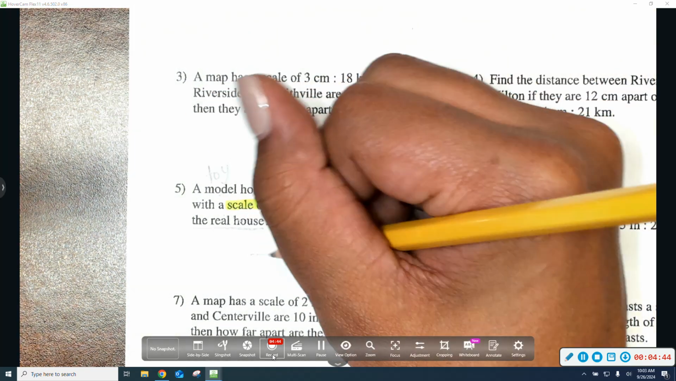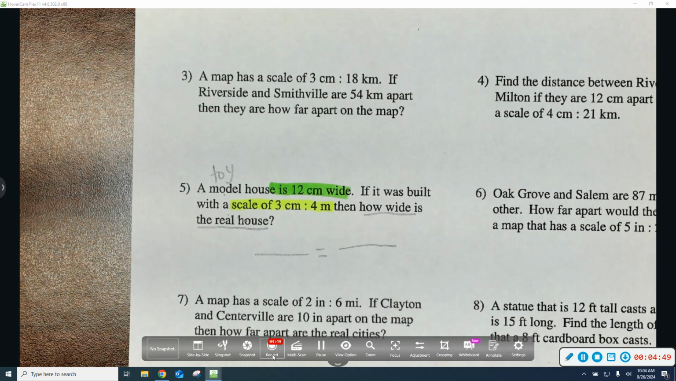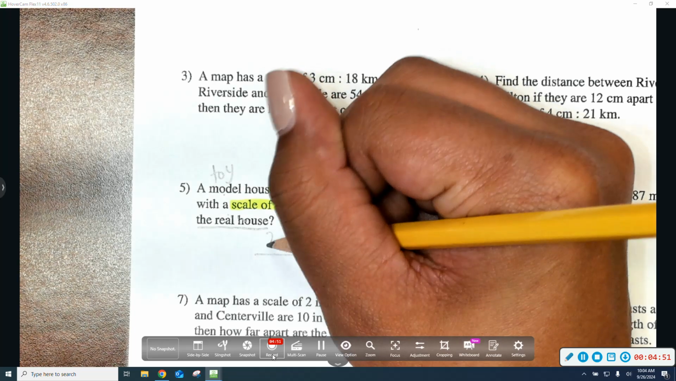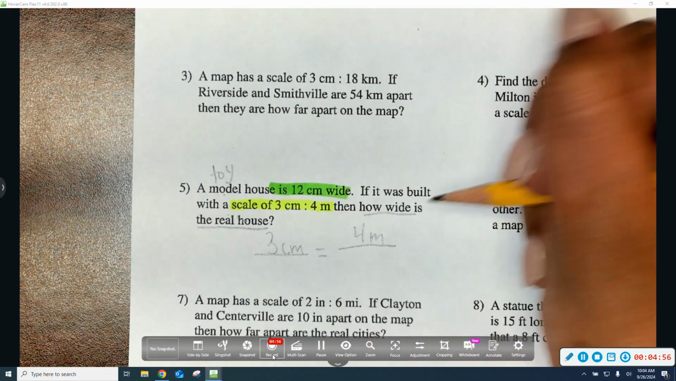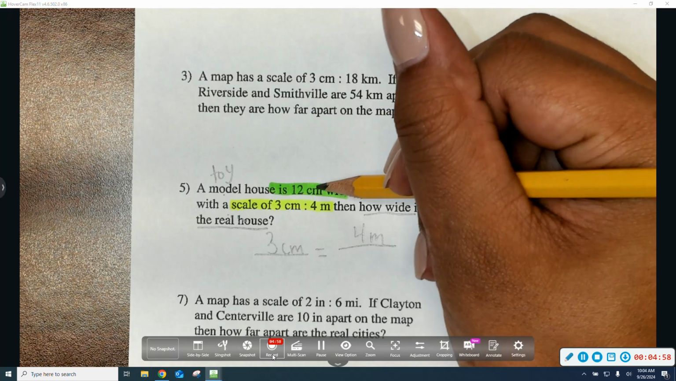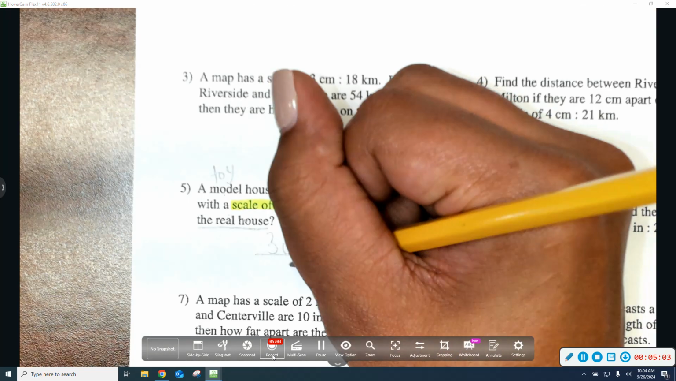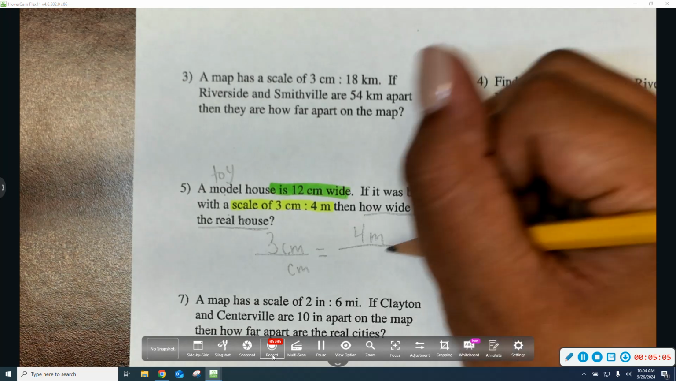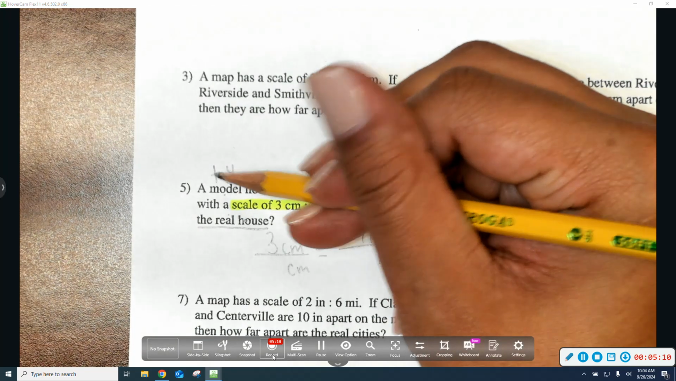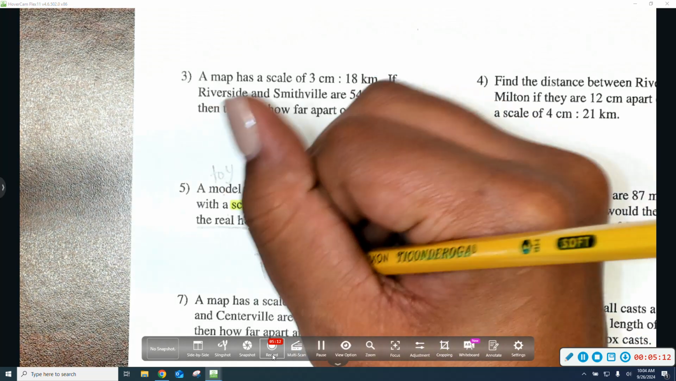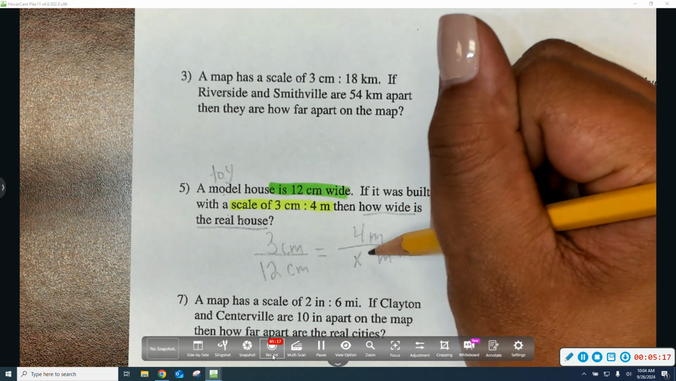So same thing. Let's use our proportions. I know that 3 centimeters equals 4 meters. It's important for me to keep my units of measurement the same. So down here, I'm going to put centimeters, and here, I'm going to put meters. Well, I know that my toy or my model house is 12 centimeters, so they want to know what is the size for the real house.